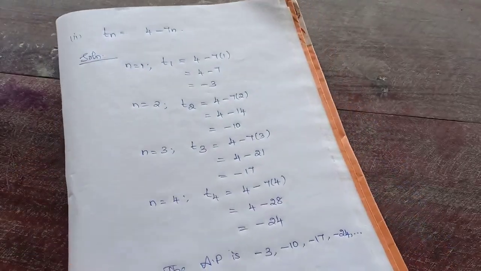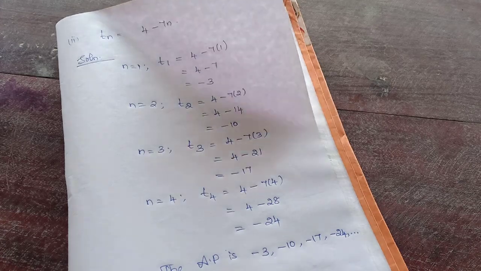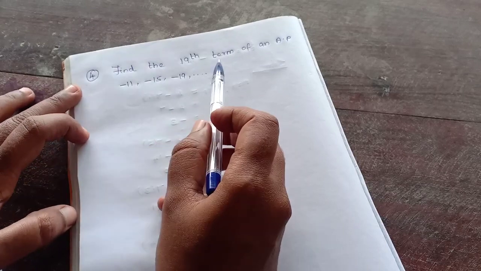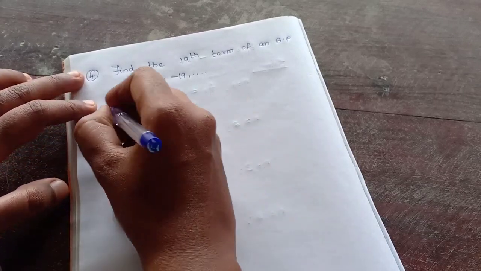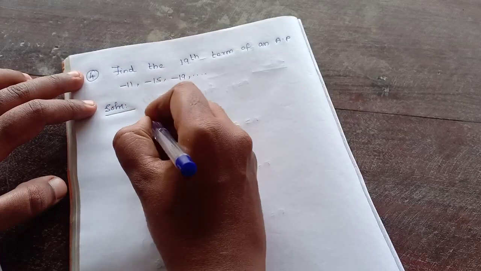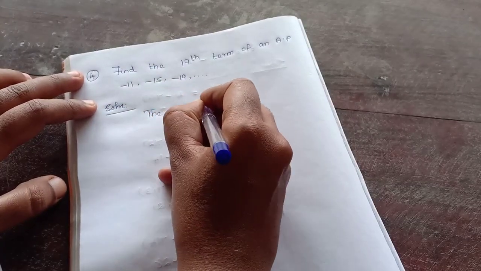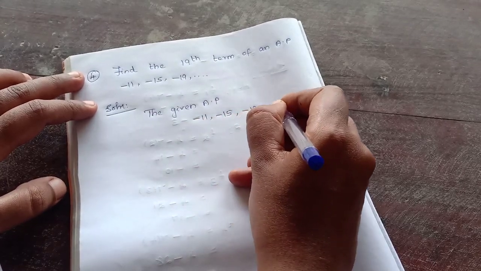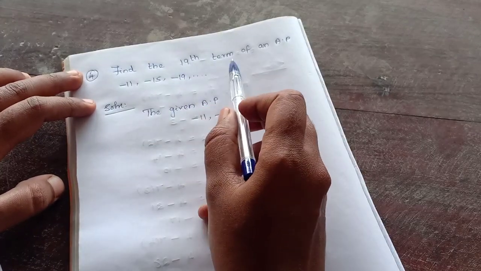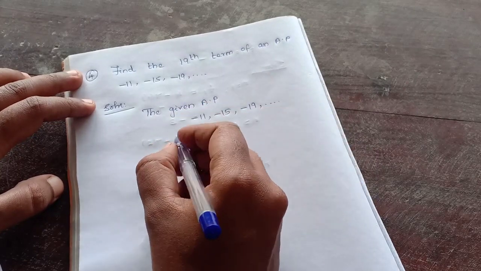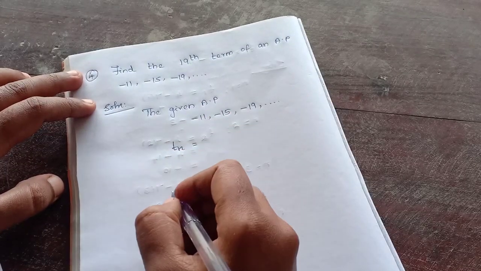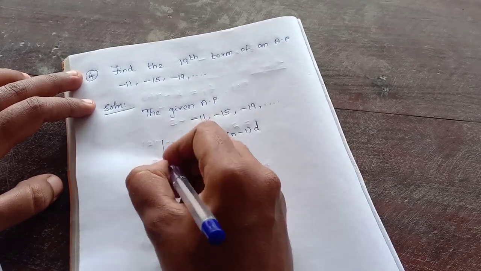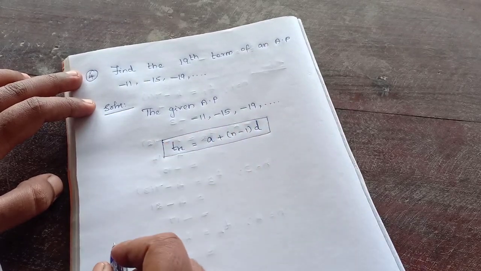It's very easy now. Okay, let's write the next problem, fourth problem now. Listen dear students, the fourth question. Find the 19th term of the AP. One AP is given. So first thing, you need to write the AP. The given AP: minus 11, minus 15, minus 19, etc. So here we need to find the 19th term. For that we need to write the nth term first. So nth term means general term. Nth term, what is the formula? A plus n minus 1 into D. So using this formula we are going to find the answer.